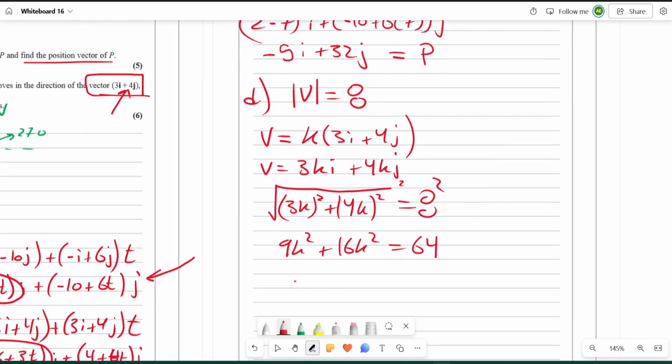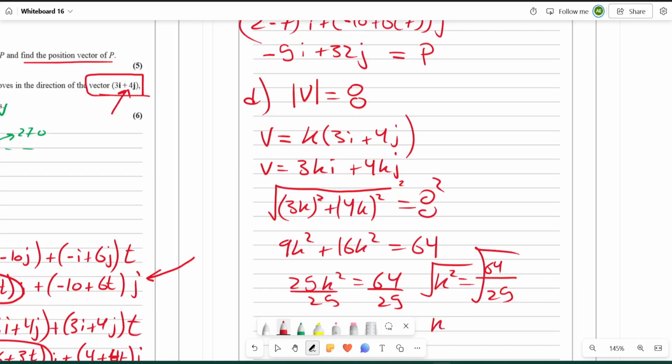So 9 plus 16, that is 25k squared equals 64. Divide 25, divide 25. K squared equals 64 over 25. Square root of both sides, so k is going to be 8 over 5. So now I know that k is 8 over 5, and I can say that my velocity vector is equal to 8 over 5 times my direction. So that is my velocity vector of B.